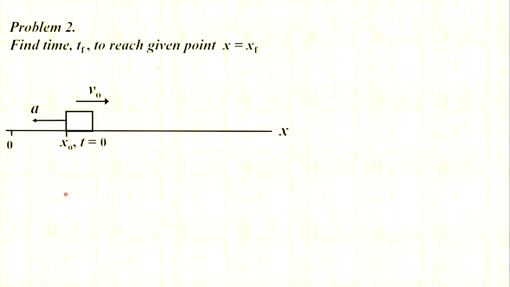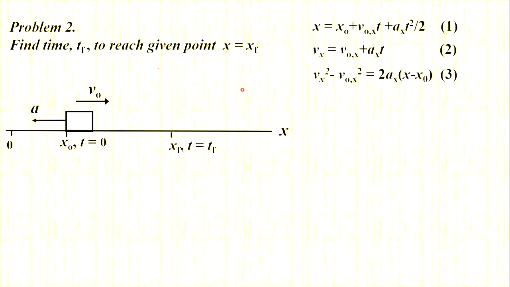And now we consider the second problem. We will find time tf to reach a given point with coordinate xf. So the object is at initial position, it has initial velocity given and acceleration. Also we know the initial coordinate on the x-axis. The goal is to find time tf to reach the given point xf.